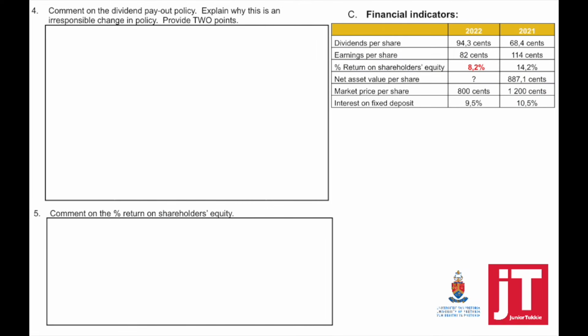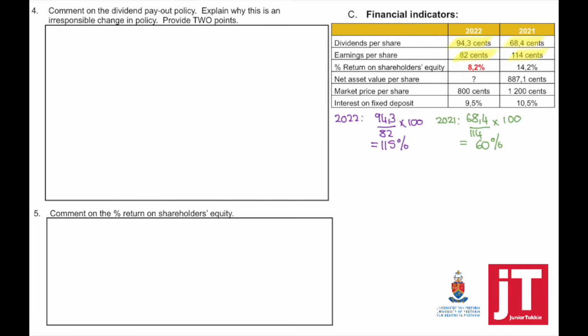Question 4. Comment on the dividend payout policy. Explain why this is an irresponsible change in the policy. Provide 2 points. Now remember, dividend payout policy, we look at our dividends per share divided by the earnings per share. What percentage do we retain and what percentage did we pay out in dividends? So we need to calculate this now.